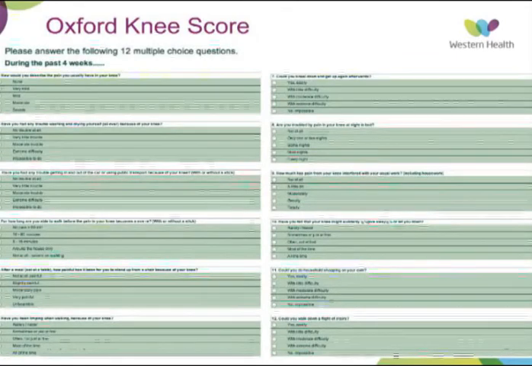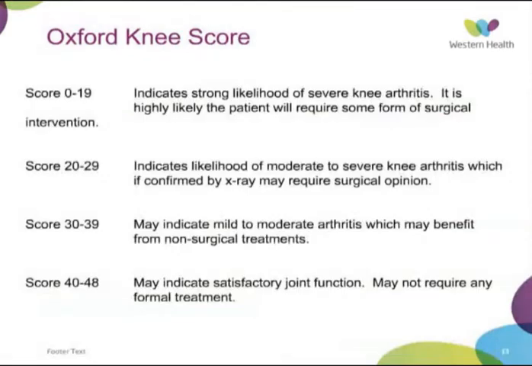And here's just an example of it, which basically goes over questions related to pain and function. In terms of the scoring system, the highest score you can get is 48, which is a perfectly functioning knee.